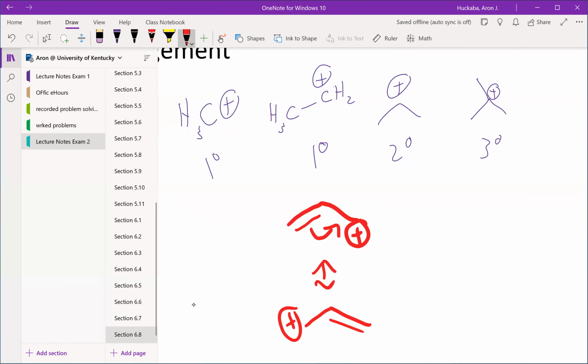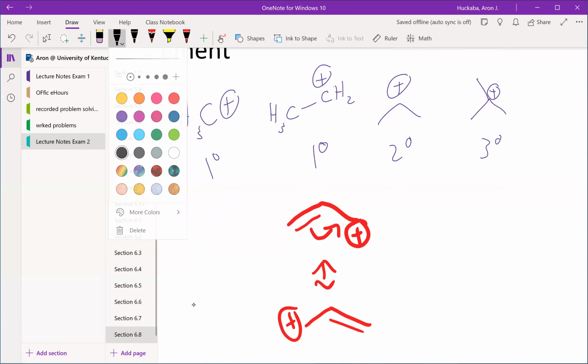Well, typically, this is a primary carbocation, and we just said those are pretty unstable. Well, if you can use a resonance structure to spread out that positive charge, then each carbon feels much less than a normal positive charge, and so the carbocation is much more stable than it normally would be. So that's one way the stability can be increased.